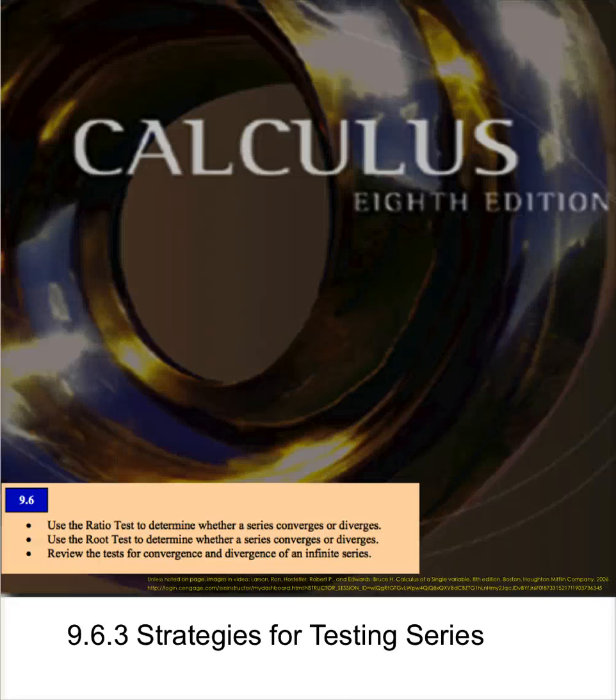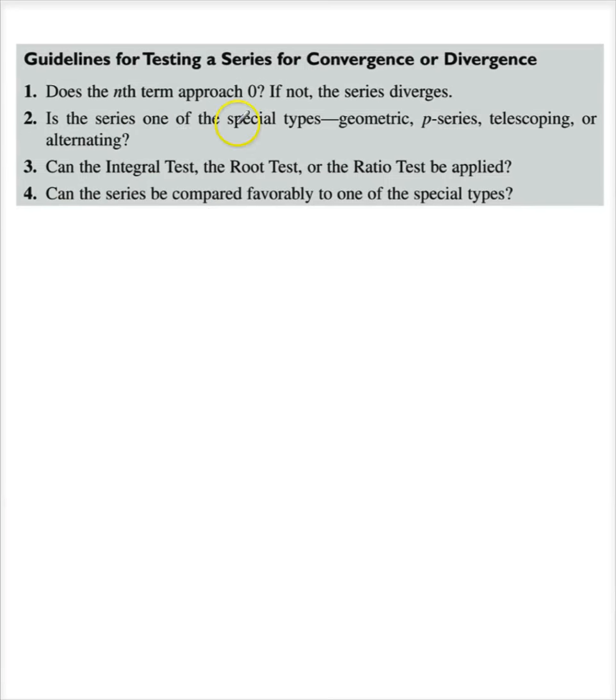Let's look at some strategies for testing series. The first thing you always want to check is the nth term. If it approaches 0, then you move on. If it doesn't, the series diverges and you're done. Just stop.